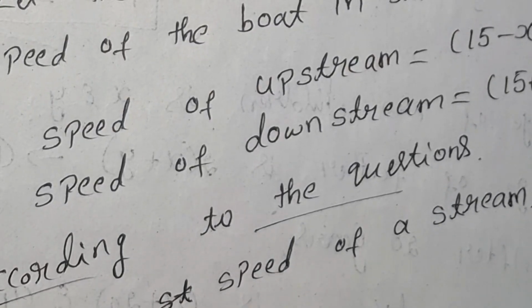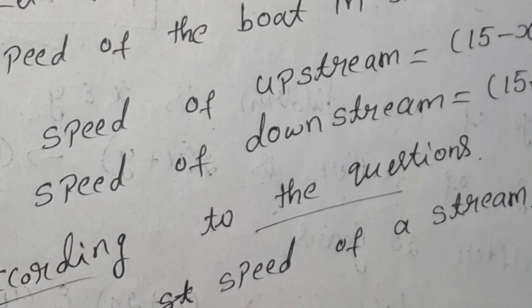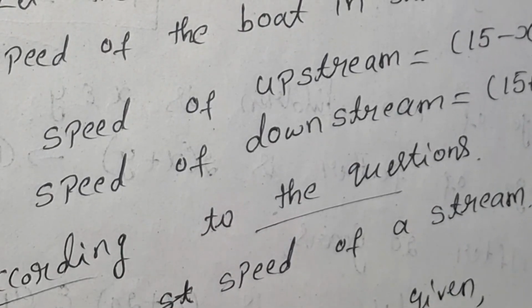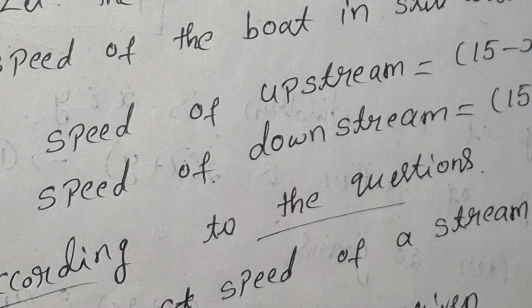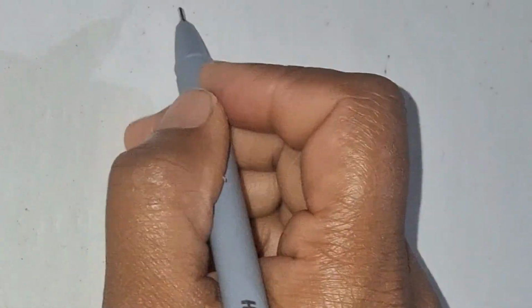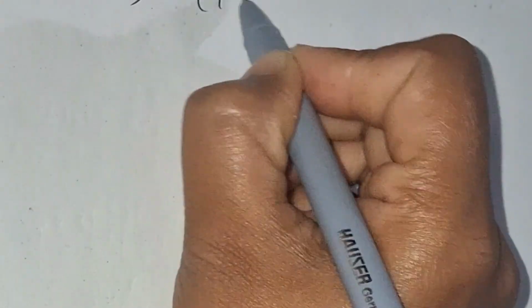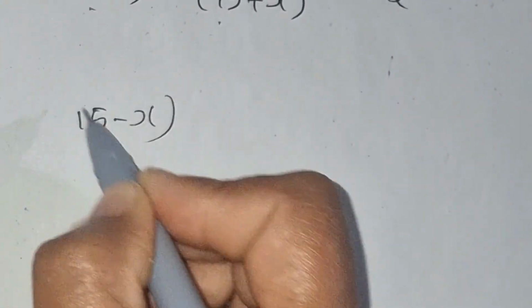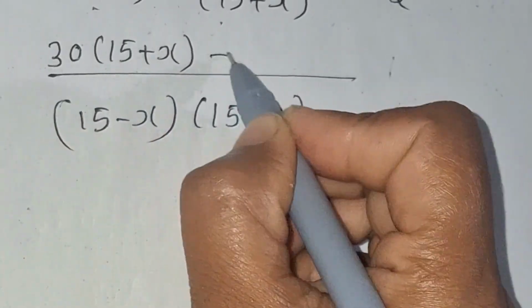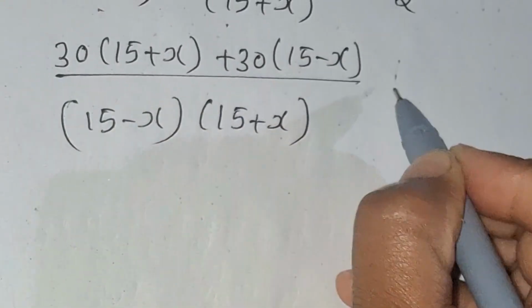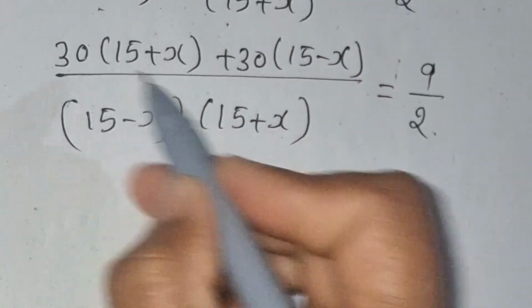The formula to find the stream: time equal to distance by speed, that is, t is equal to d by s. D means distance, 30 km. Time is 4 hours 30 minutes. So 30 by 15 minus x plus 30 by 15 plus x equal to 4 hours 30 minutes. Then take the LCM for the denominator: 15 minus x into 15 plus x. Then take 30 into 15 plus x, 30 into 15 minus x. This is a mixed fraction, so convert it to an improper fraction.